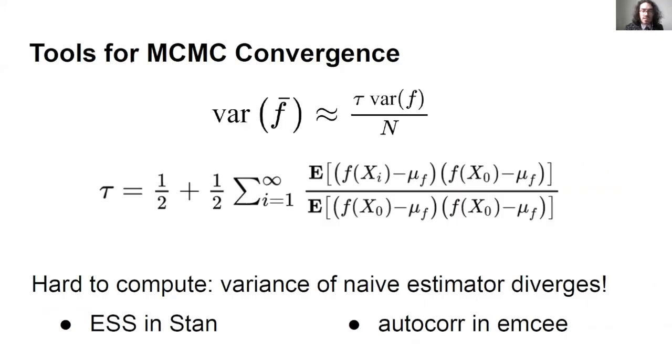Now, while this definition looks nice, in practice it's actually hard to compute this sum accurately, because if you just naively sum all the way out as long as you can, the variance of that estimator will actually explode. So it's an area of active research how to calculate this accurately, and it's a hard problem. But there are good estimators implemented in Stan as ESS, or if you're using MC, there's an autocorr subpackage that will estimate tau for you. So I would recommend using those estimators first. And of course, always look at the autocorrelation function yourself.